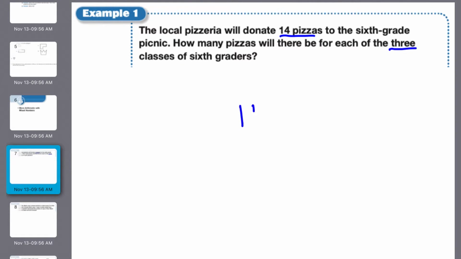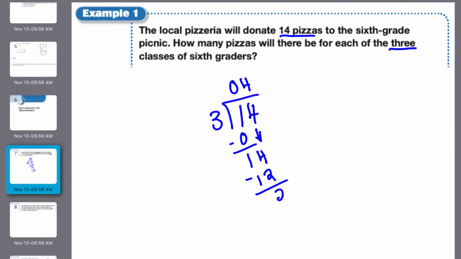So we have 14 divided by 3, and we're going to write our answer as a mixed number. So 3 goes into 14 4 times. 12 here, 14 minus 12 gives us a 2. So when writing them as mixed numbers, we always put the remainder as the numerator and the divisor as the denominator. So that means each class will get 4 2/3 of a pizza.